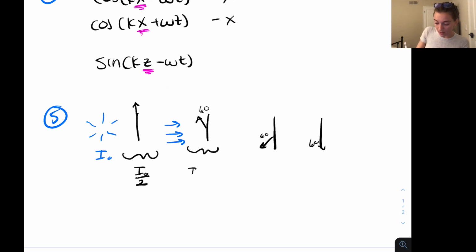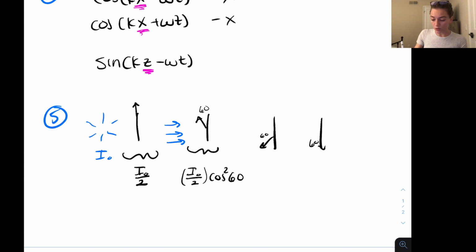So now it's going to be the intensity going through the polarization filter, which is I naught over 2, because that's the intensity of this light going through this filter. And then we're going to get a cosine squared times the angle of the polarization filter. So that's going to be cosine squared 60.